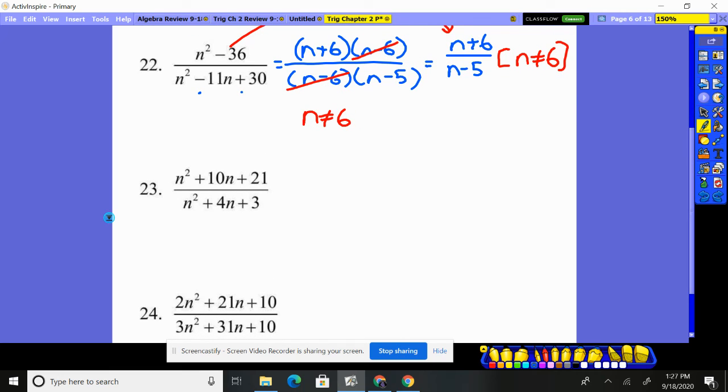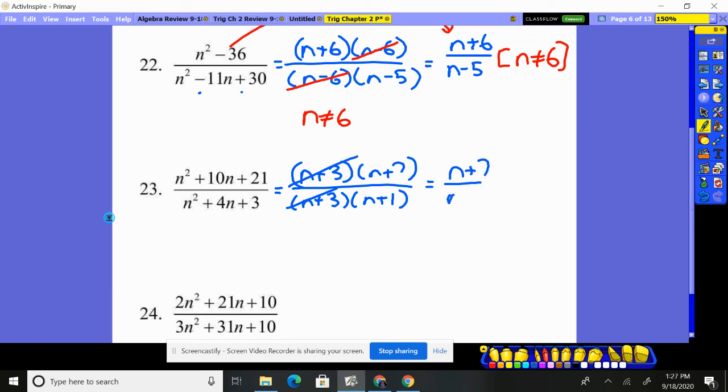23. Well, we need to factor it. So I'm like, okay, 21, 7 and a 3. n plus 3, n plus 7. The bottom for 3, well, that's easy enough. n plus 3 times n plus 1. And notice the n plus 3's go away. So we get n plus 7 over n plus 1.